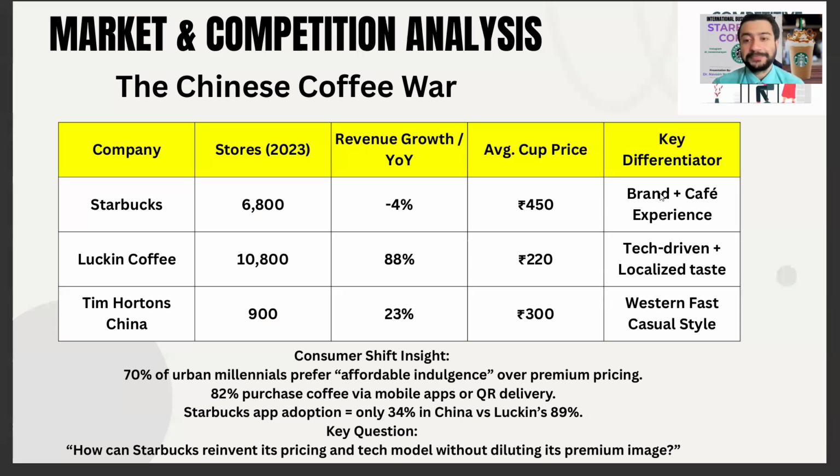So now if we take here, the major problem was the delivery mode, right? So Starbucks was late to the digital party. Now, as a professor, as an international speaker, as an international business case study we are doing here, my question is, how can Starbucks reinvent its pricing and technological model without diluting its premium image? So this is the question for you. How can we do that? As per your idea, you can comment in the comment box.